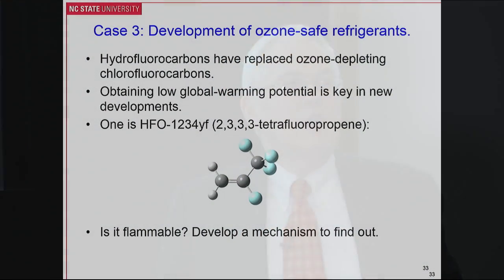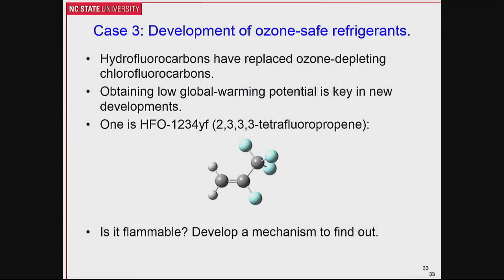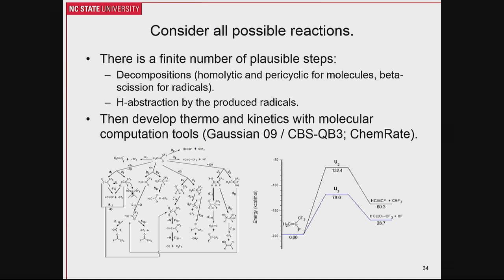One choice is so-called YF, propylene with 4 fluorines at these positions. HFO 1234YF is the jargon name for it. The point is it's a hydrofluorocarbon commonly called YF. So there's the question, okay, once we've passed ozone depletion, once we've passed low global warming, is it dangerous? Is it flammable? We thought not, but we were convinced to develop a mechanism to find out.